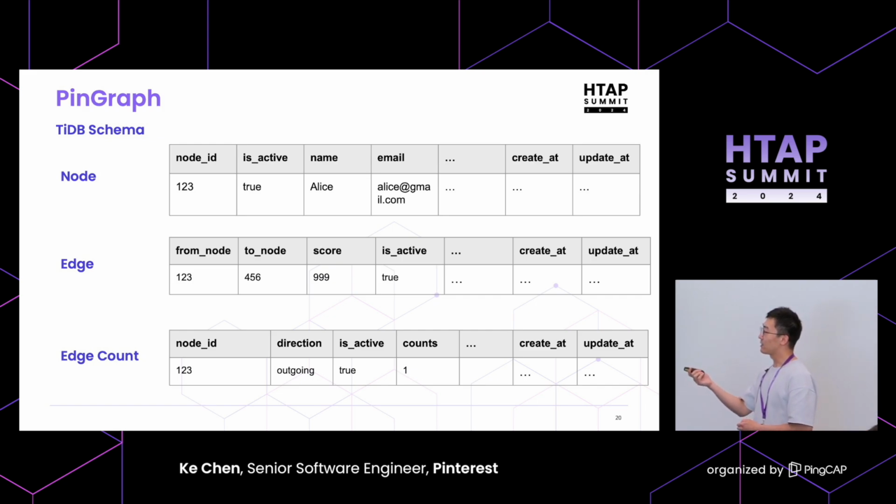Lastly, we materialize this edge count table. This is mainly to support queries like how many outgoing edges from this node, or how many incoming edges to it. So we have many customers who need such queries in an efficient way. So we cannot do select counts, that kind of thing, which is basically too expensive to both our customers and our database as well.